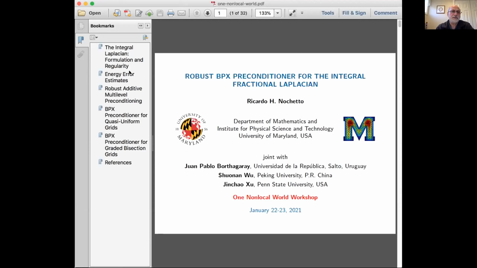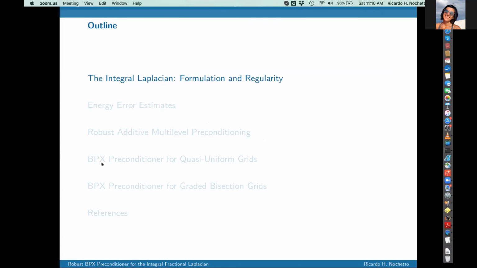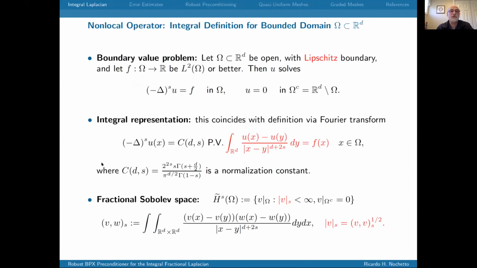So after spending only a few minutes on background material about the integral Laplacian and regularity and error estimates, I'll move to the core of the talk, which is about adaptive multi-level preconditioning. All right, so let me move to the beginning of the talk, which is the definition of the fractional Laplacian in integral form. This is well known to most of us.